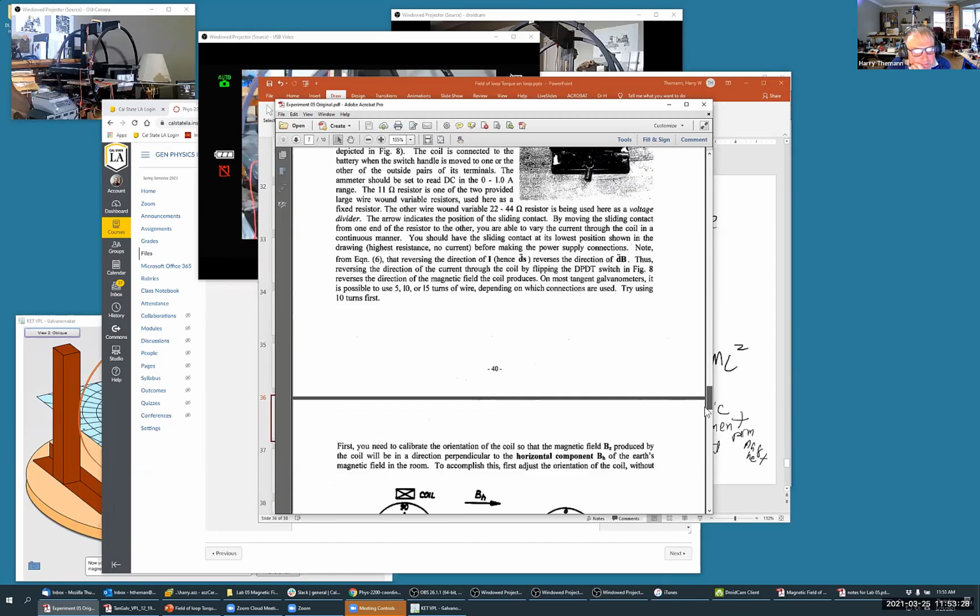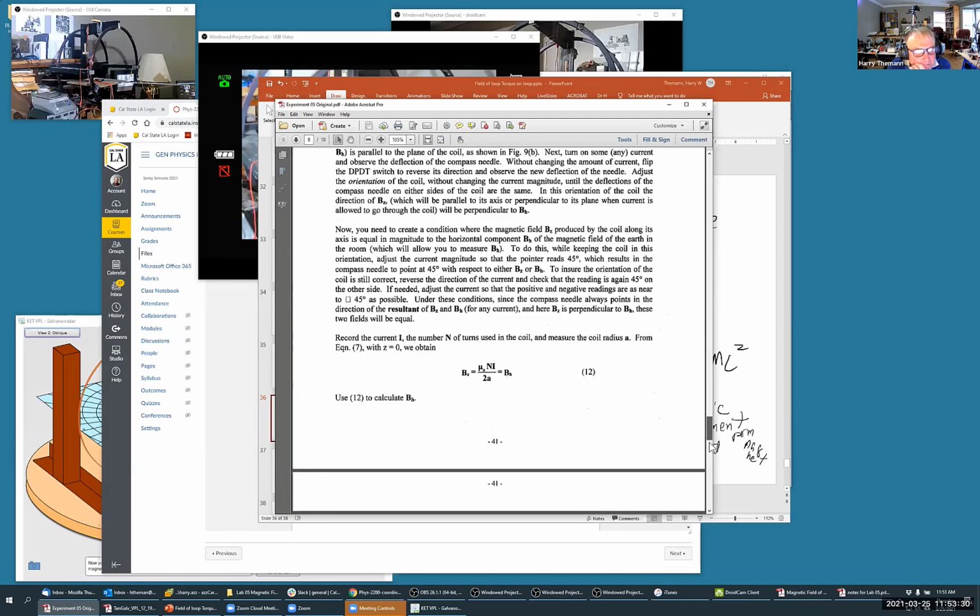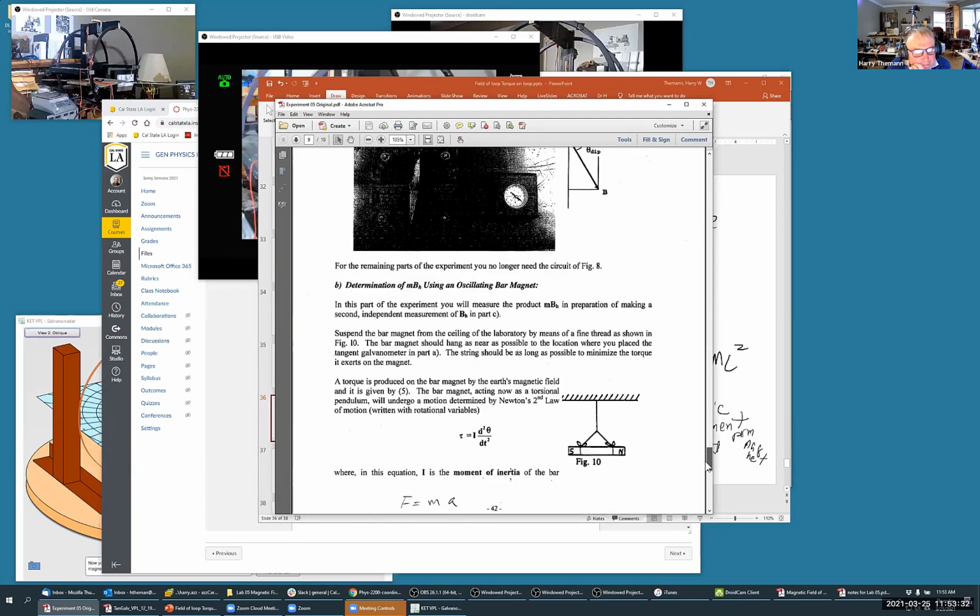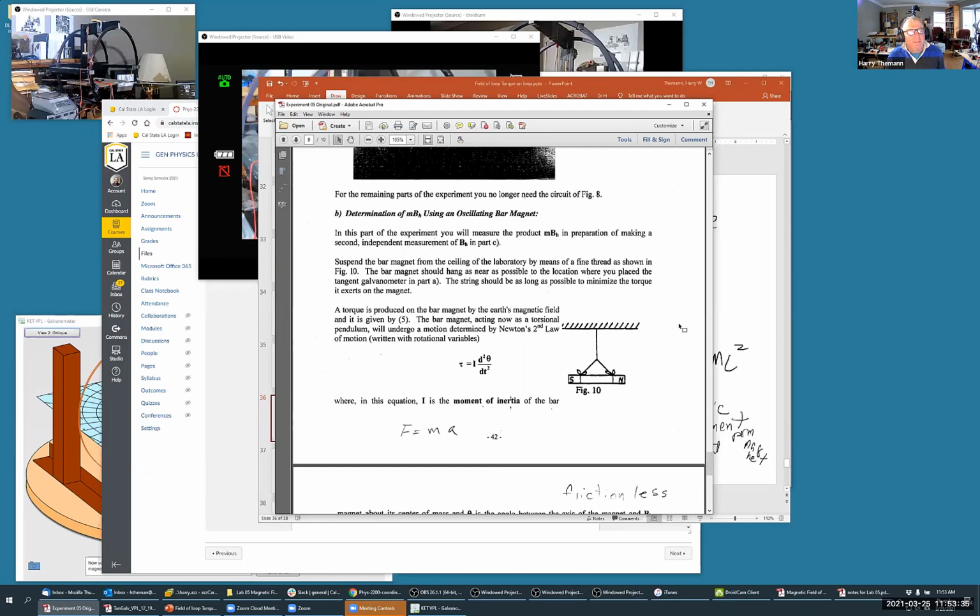This is with the galvanometer. So I guess they don't do the derivative. Oh, they don't do it till later on instead of in the beginning. Okay. So the torque is I times the second derivative of theta, because that's F equals ma. Right. So this is F equals ma. And I wrote it there, didn't I? Interesting.